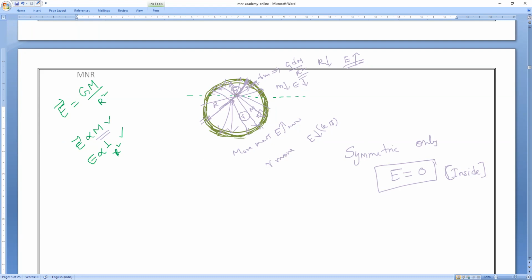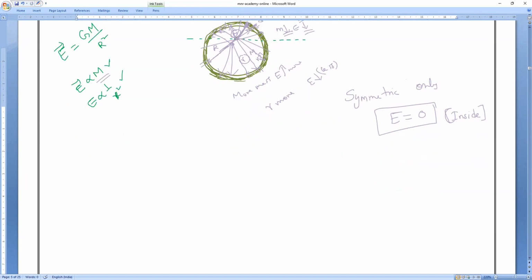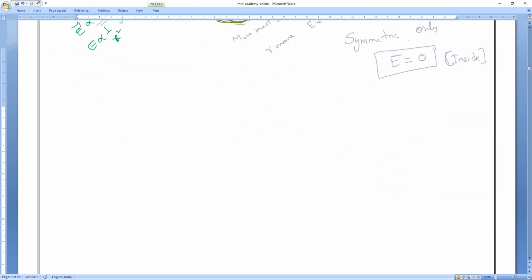So wherever you take it, somewhere R is less, somewhere R is more, it doesn't matter. What will happen? Mass increases, E also increases. Mass decreases, E also decreases. Now here, R decreases, E value increases. Here R is increasing, E value decreases. So both will be equal and opposite, balanced. So the gravitational field is 0. That is what you have to remember. Okay, guys, understand, everybody?